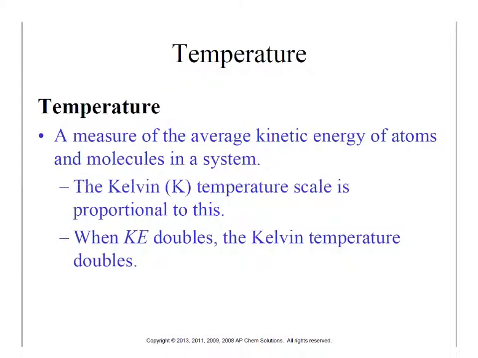I'd be remiss if I didn't talk a little bit about temperature and gases. Temperature, of course, is a measure of the average kinetic energy of atoms or molecules in a system. The Kelvin temperature scale is proportional to this, and so when KE doubles, the Kelvin temperature doubles. If KE were to cut in half, then the Kelvin temperature would cut in half. The more energy, the more heat, the more motion.